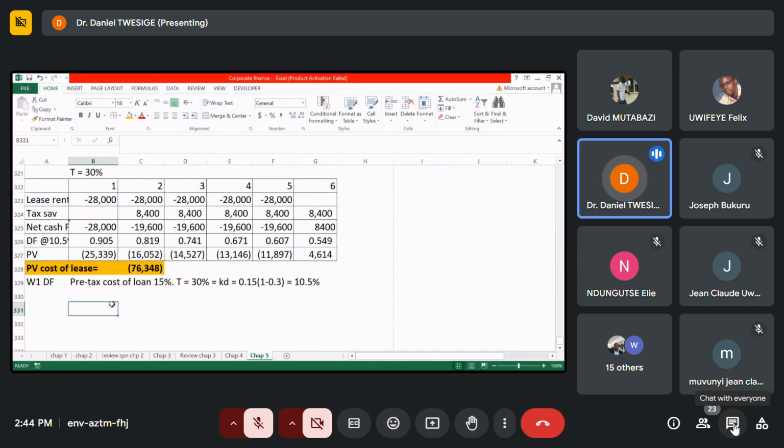Now option 2. Option 2 is to purchase the machine.